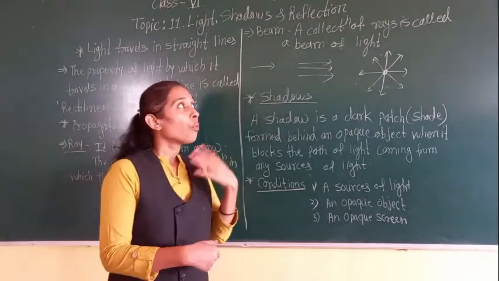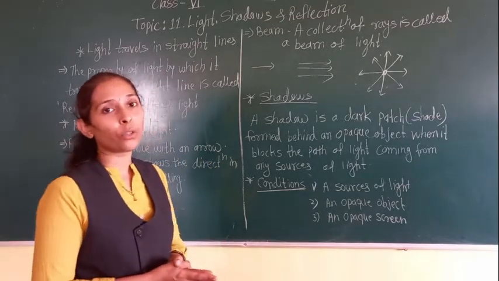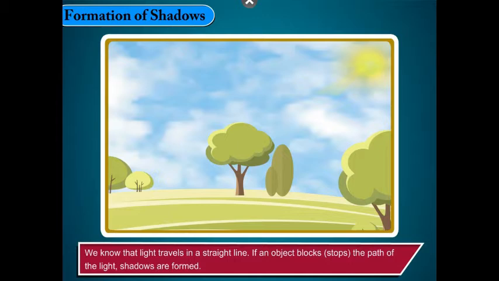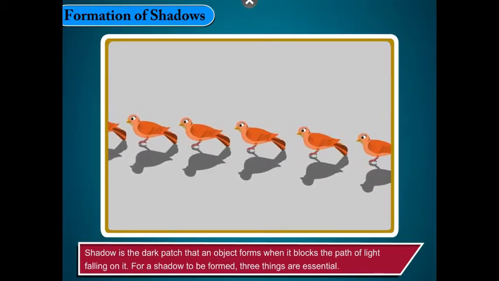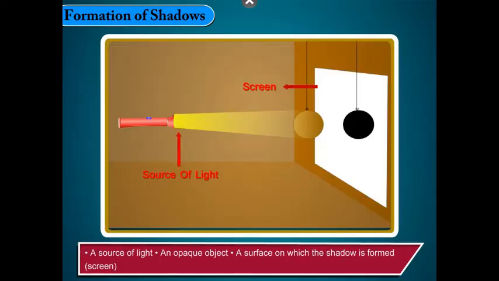Okay. So, to form this shadow, we need certain things. There are certain conditions which are essential to form a shadow. Formation of shadows. We know that light travels in a straight line. If an object blocks, stops the path of the light, shadows are formed. Shadow is the dark patch that an object forms when it blocks the path of light falling on it. For a shadow to be formed, three things are essential. A source of light, an opaque object, a surface on which the shadow is formed, screen.